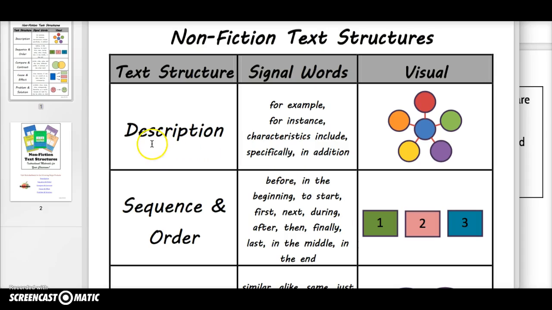So the first type of text structure is a description. When an author has a descriptive text structure, what that means is they are taking a topic and describing it. So you want to look for words like for example, for instance, characteristics include, specifically, in addition. If you could visualize it, imagine that the author has their main topic in the center, and then they're describing different things about that topic.